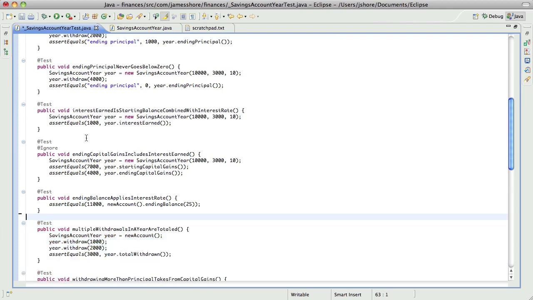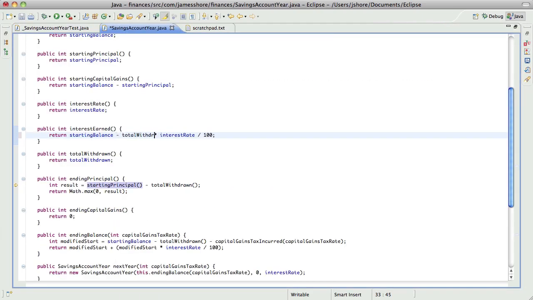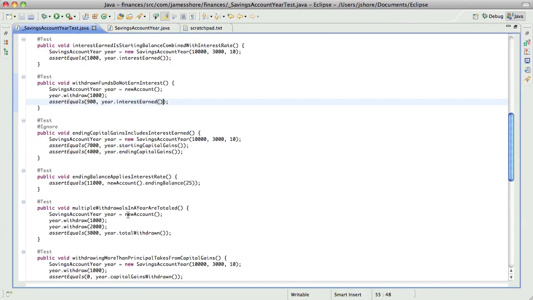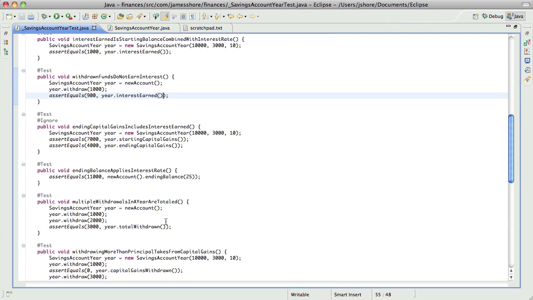We're going to say interest earned is starting balance. Withdrawn funds do not earn interest, so now the interest earned is going to be 900. So that really cleans things up nicely. Interest earned. That's going to fail because I didn't include the calculation: starting balance minus total withdrawn. That should work. Yeah, it did. Actually, I really like the way this is working out because it's fixing our ending balance stuff. We're asserting on a lot of things that affect the amount of interest earned by looking at the ending balance, which is not as directly related to the actual thing being tested. So this makes it a lot more clear.